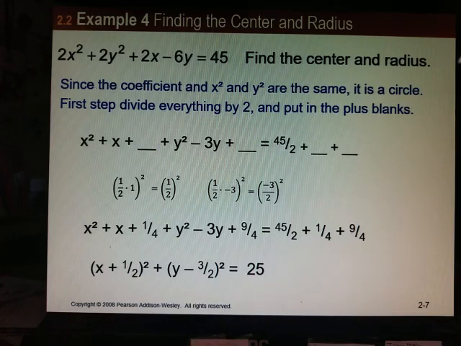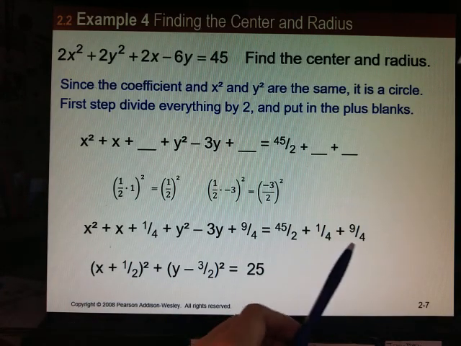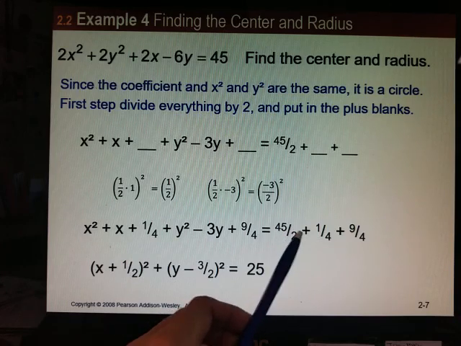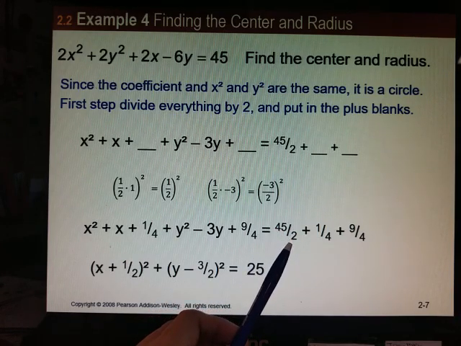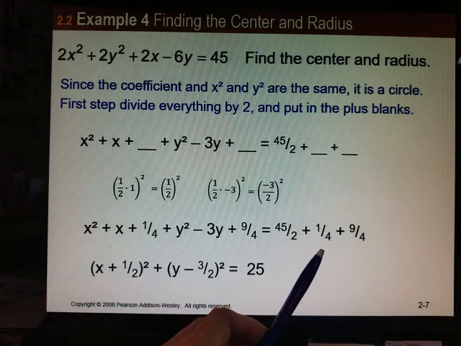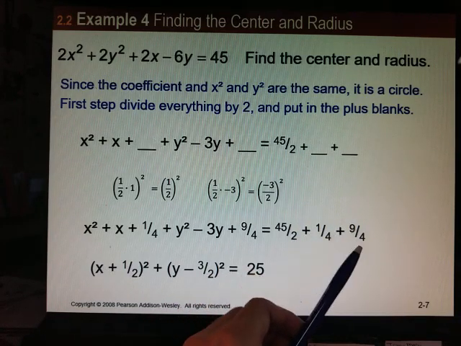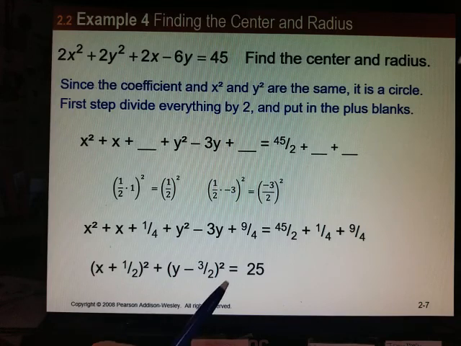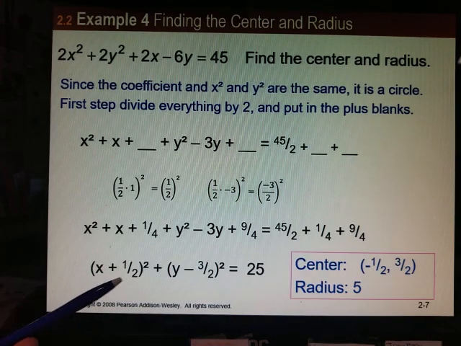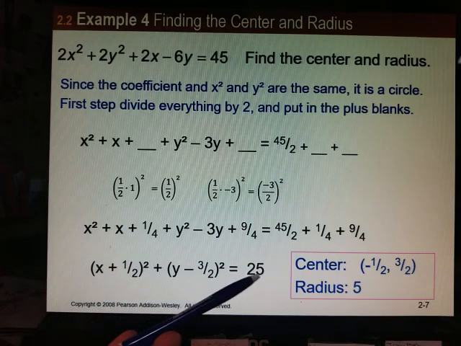Now, how did I get this number? See, if you had used the decimals, it would actually be fairly easy. You would just go ahead and add them up. But if you use the fractions, you'll have to get a common denominator. So that denominator here would be 4. To make this turn into a 4, I'd have to times the top by 2 and the bottom. So that would be 90 over 4 plus 1 over 4. So that's 91/4 plus 9. That's 100 divided by 4, which is 25. So my center is going to be negative 1/2, positive 3/2. The radius is the square root of 25, which is 5.